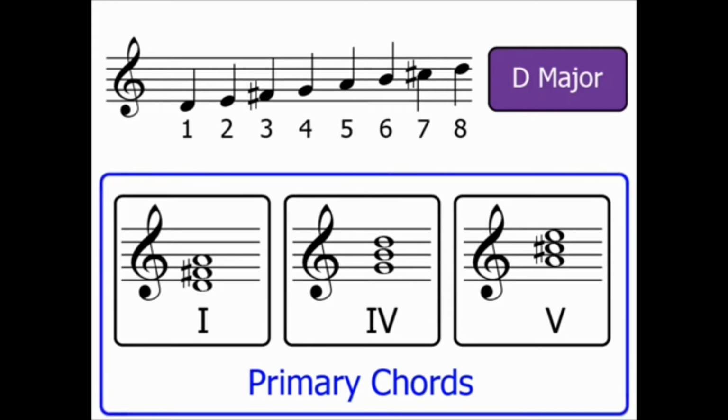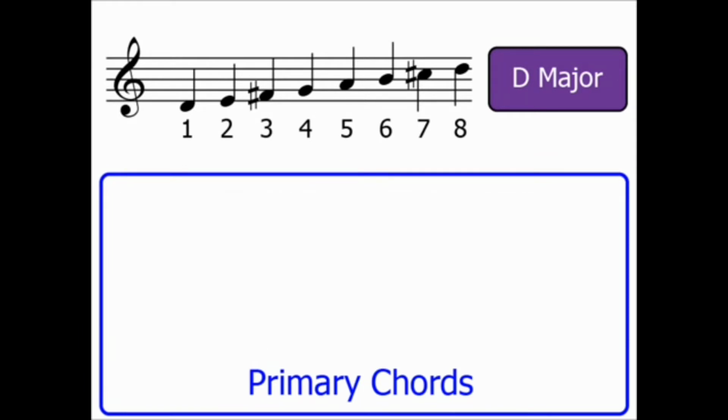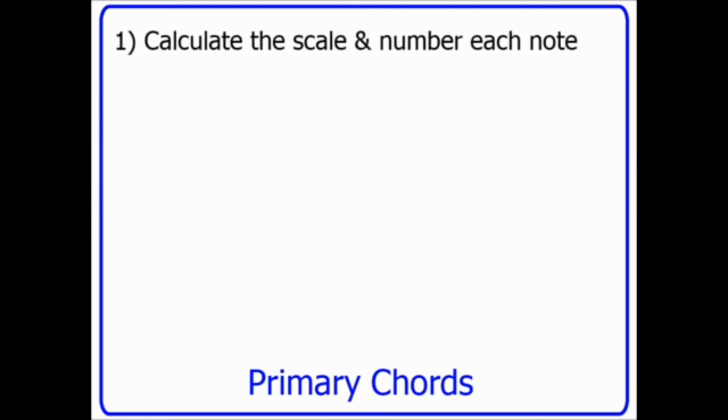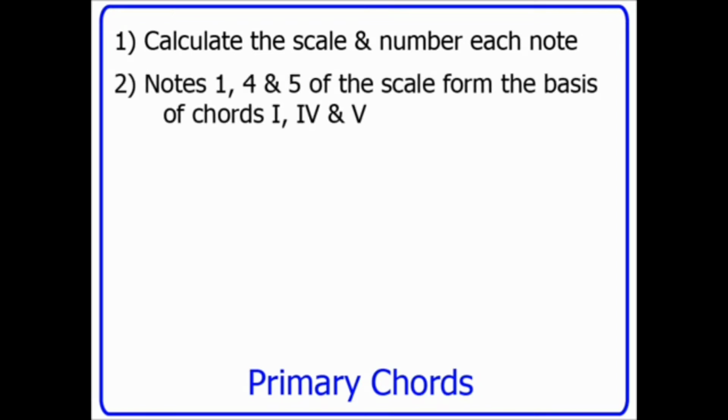And here's our full set of primary chords from D major. So, to recap, whenever you are calculating primary chords, always make sure you follow this list of instructions. Firstly, calculate the scale and number each of the notes. Then, notes 1, 4 and 5 of the scale form the basis of chords 1, 4 and 5.